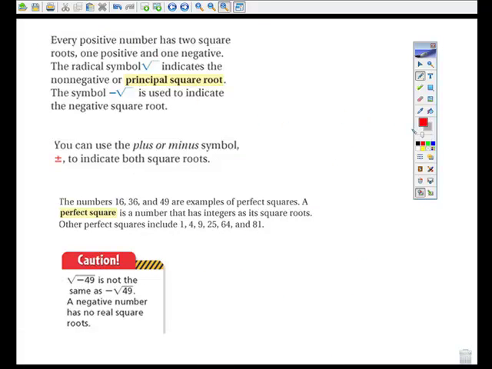All right, every positive number has 2 square roots, one positive and one negative. Here's the radical symbol, and it indicates the non-negative or the positive principal square root. And then this symbol, negative square root, is used to indicate a negative square root. For example, I can have the square root of 81, and I would say that that's 9. If I write negative square root 81, then I want to make that answer negative 9.